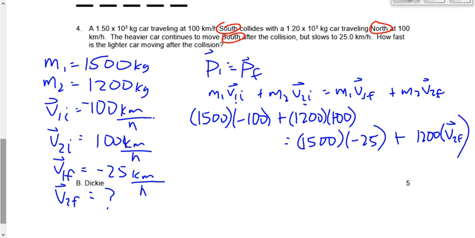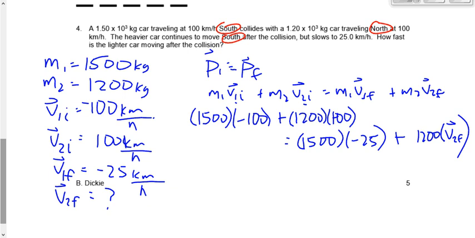I don't think there would be any significant value in this, but even something like this, right? If it appears in every term, you can cancel it. 1500, 1200. You could, if you wanted to, cancel out those zeros, right? Make it 15 times negative 100 plus 12 times 100 equals 15 times negative 25 plus 12 times V2F. You see what I'm saying there, guys? Whether it's units or a number or an exponent or whatever that appears in every term, if it appears in every term, you can cancel it. Conservation of momentum is one of the few places that happens, though.